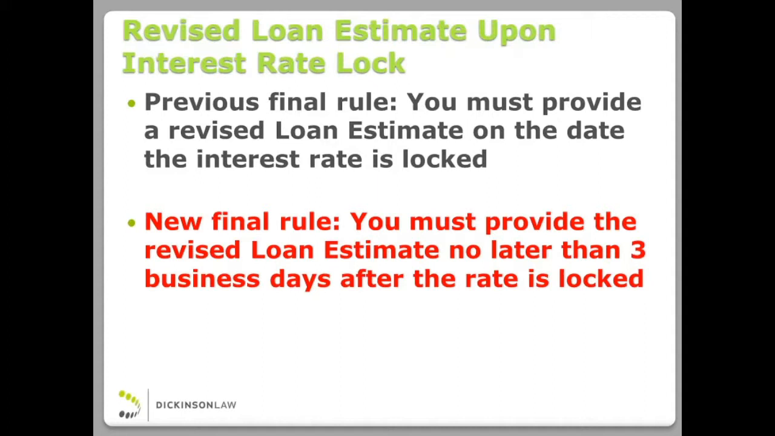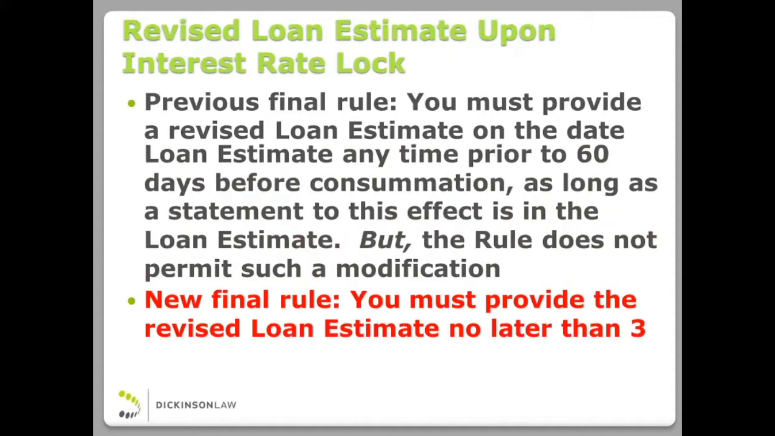As you can imagine, that would be really cumbersome for lenders and really difficult, I think, for borrowers as well, because now as a lender, you're going to have to lock the rate in the morning. There's no way you're going to be able to do it any other time. It just created a real administrative and operational problem. So the CFPB went back, and under the January 20th final rule, which will take effect August 1st along with the rest of the integrated disclosure rule, now you have 3 business days after the rate is locked to provide the revised loan estimate. Simple enough.